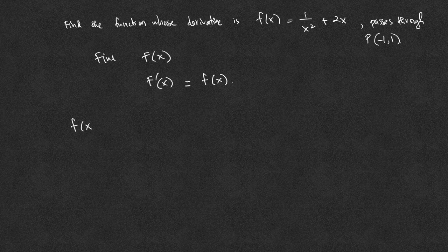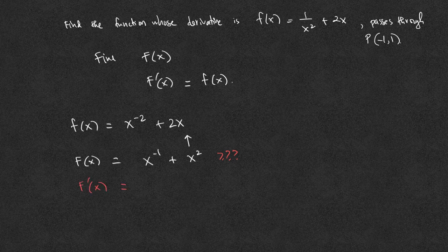We rewrite f of x as x to the -2 plus 2x. We can guess that to get 2x, we would need an x squared because the derivative of x squared is 2x. Similarly, to get x to the -2, we would need an x to the -1 because when we take the derivative of x to the -1, we lower the power by 1. This is only a guess. We still need to check this.